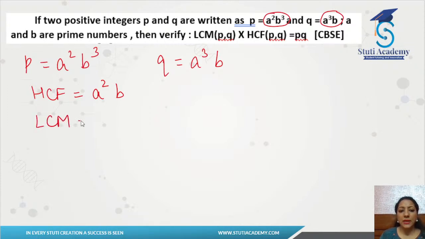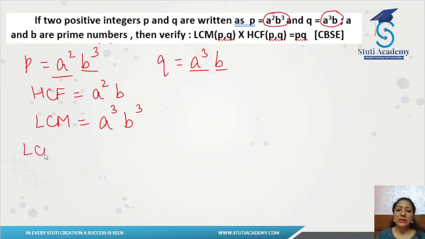Now let's talk about LCM. We have a square and then we have a cube. We are going to take the factor with the highest power here. So we have a cube here. And then we have b cube and b. So we can write here b cube. So finally the LCM is a cube b cube.